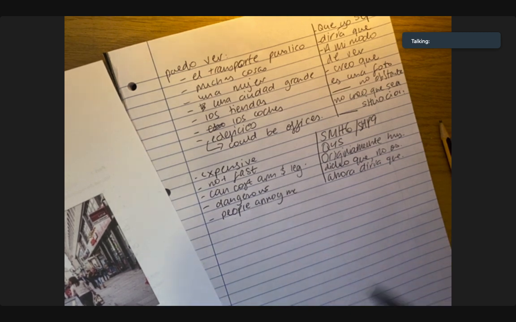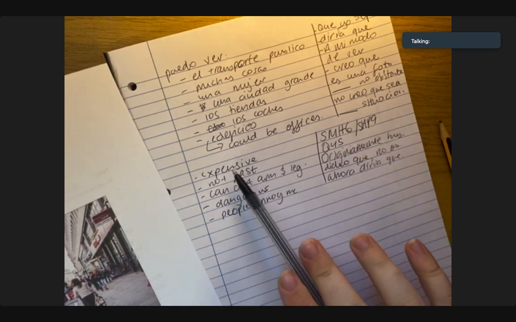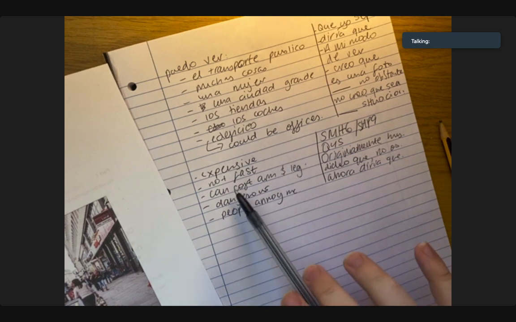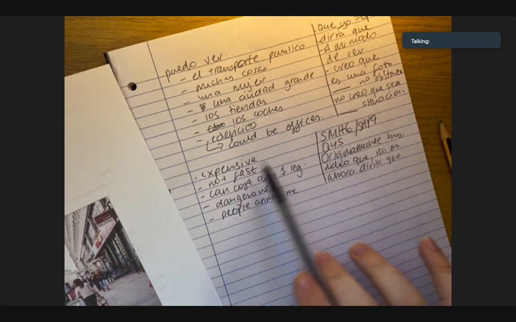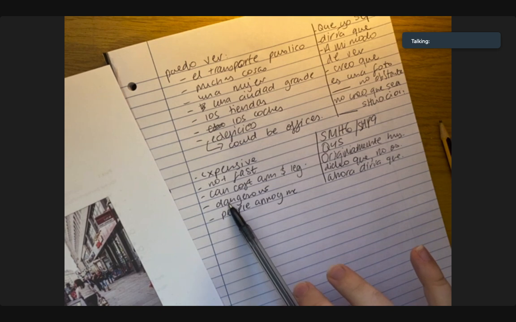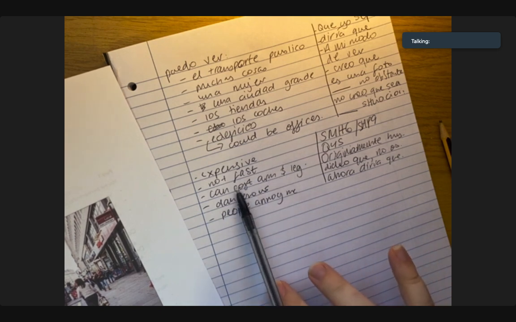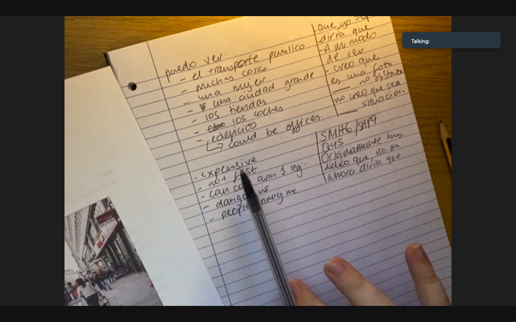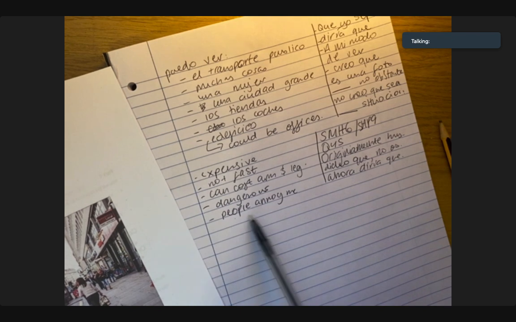So, what I've said is, I've always thought that public transport is expensive and my mum says that it can cost an arm and a leg. Also, to be honest with you, people annoy me or people get on my nerves.